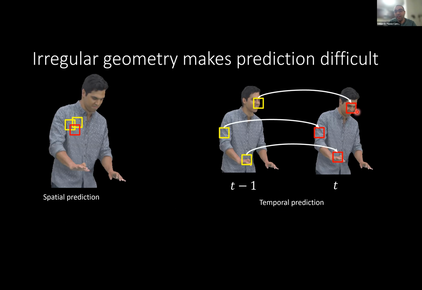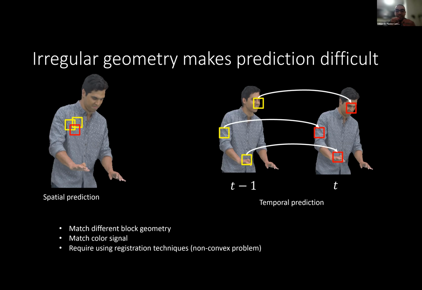And then if you want to use spatial prediction, in the left example, or if you want to do temporal prediction, in the right example, you need to be able to match the geometries, because different groups of points have different geometries. To be able to build a predictor, you need to be able to match different geometries. And then after that, you need to match the color signal.